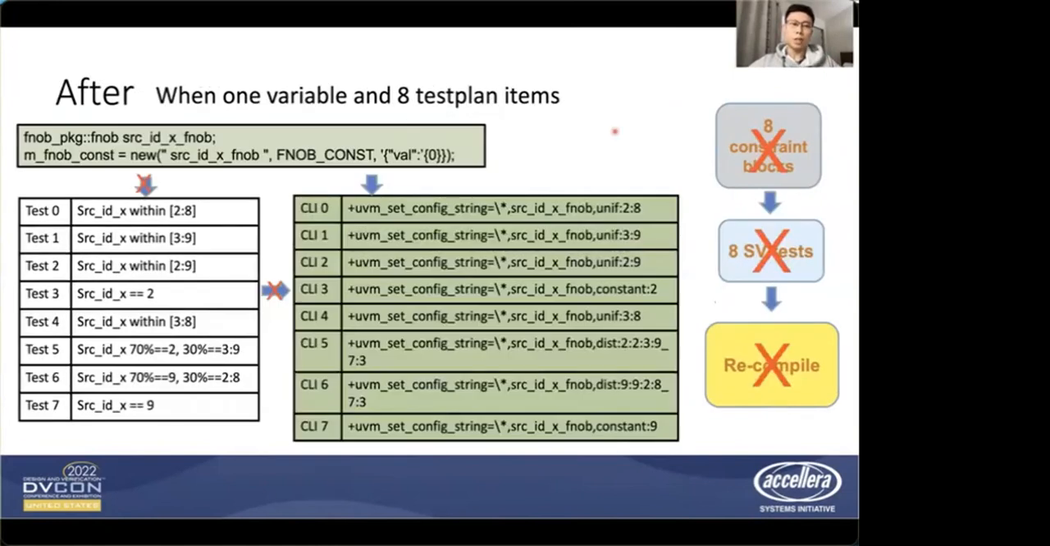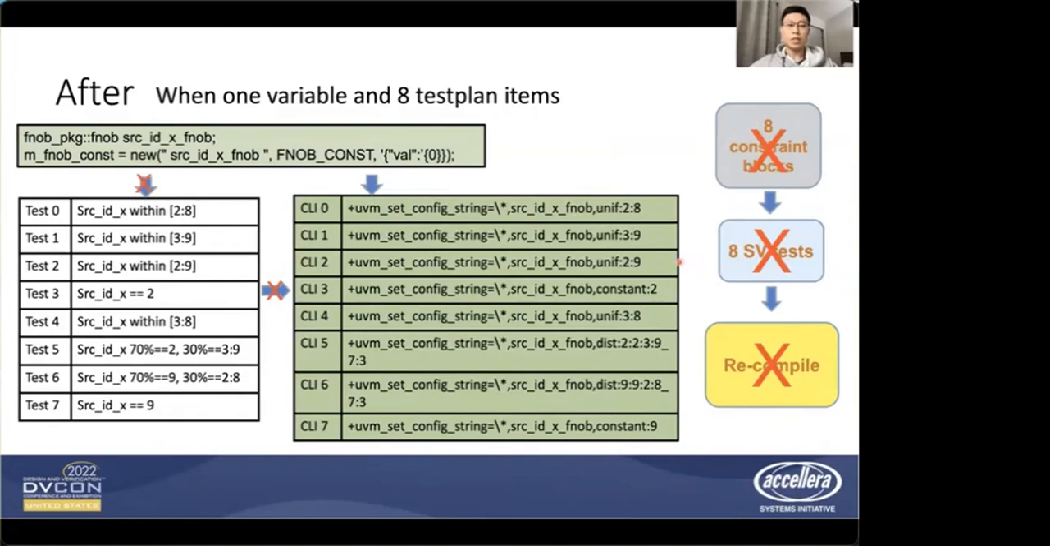So how does Fnob help here? With Fnob, writing constraint random tests becomes much easier than in the previous case. Here we have the same example, the same variable, and the same list of tests to write. But instead of writing 8 different constraint blocks and different tests, all we need to do is write 8 different command line options. Each option defines the variable to override, its overriding random type, as well as the value and probability sets, which we will introduce in detail.